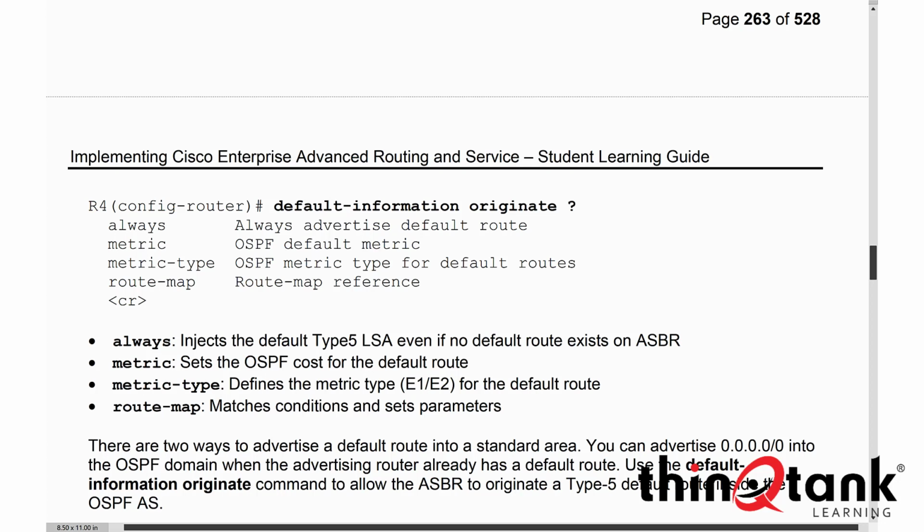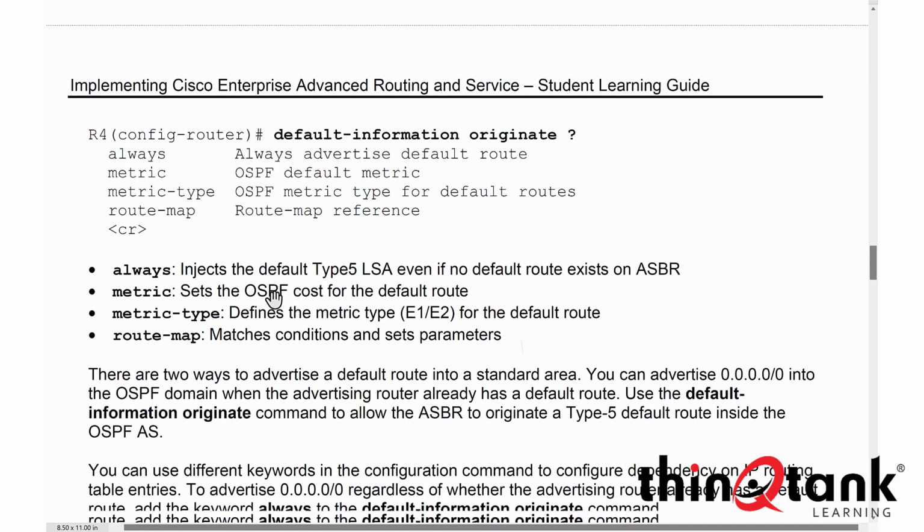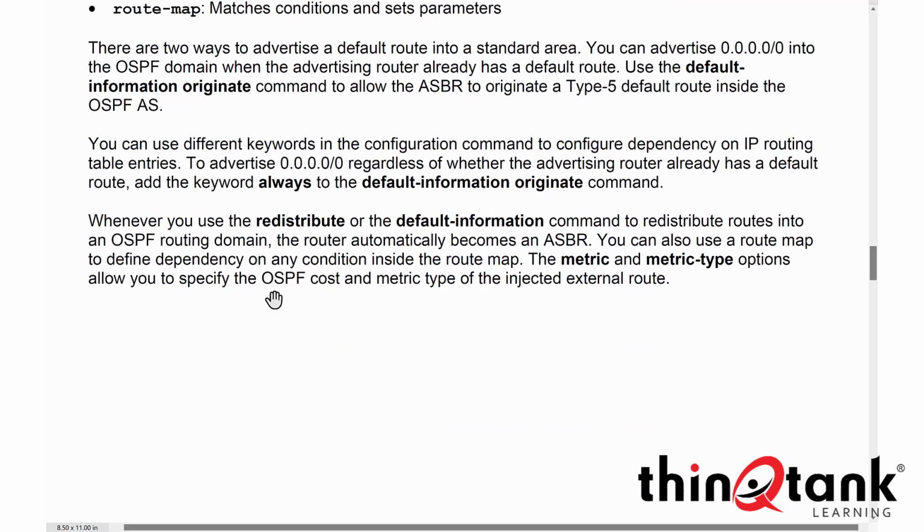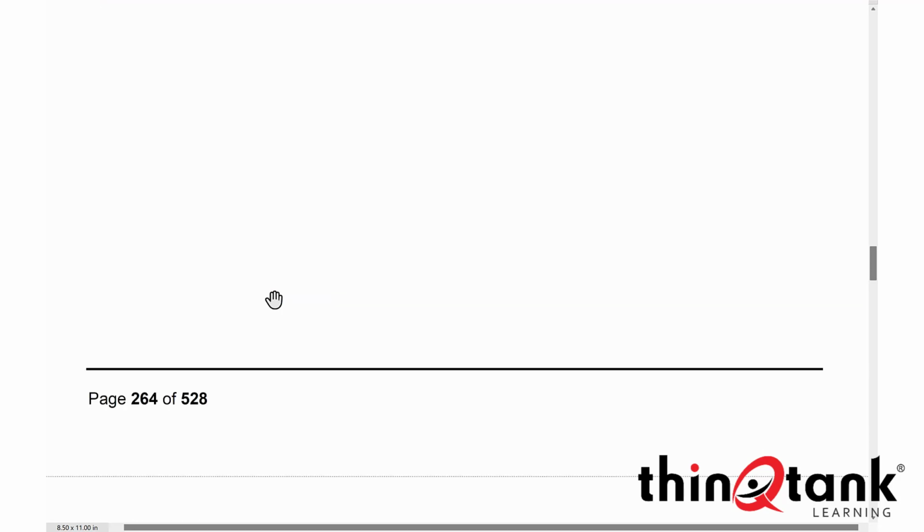If I'm redistributing from BGP, it will come in as a 1. If the seed metric, if I'm redistributing from other routing processes, it would come in with a cost of 20. But we can manipulate that by using the metric keyword. And again, all this stuff we're going to see as we go through our discovery a little bit later on.